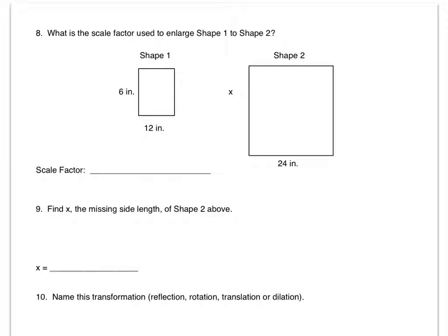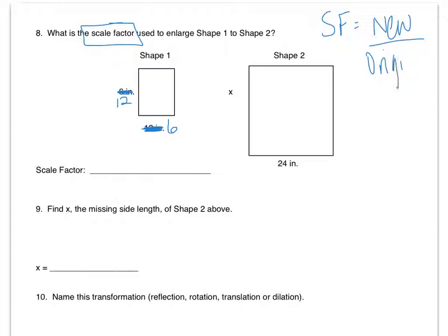Next page. Okay, so on this page we're doing scale factor. Before we start though, when I made my slide for this, I accidentally switched these measurements around. So on your paper this is 6 and this is 12, so that's how it should be. When I do scale factor, I have to remember my formula is scale factor equals new over original. Make sure you have that memorized because you will need it.